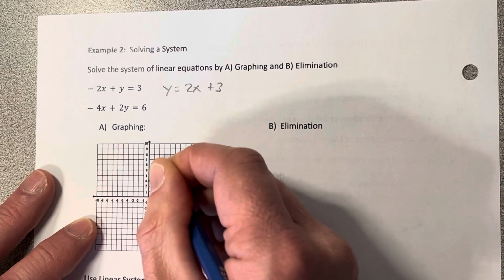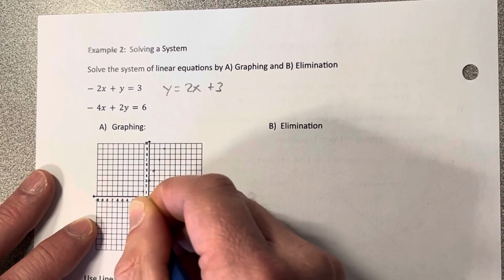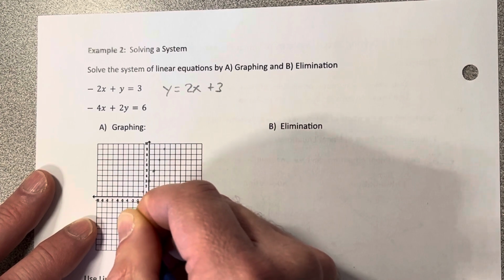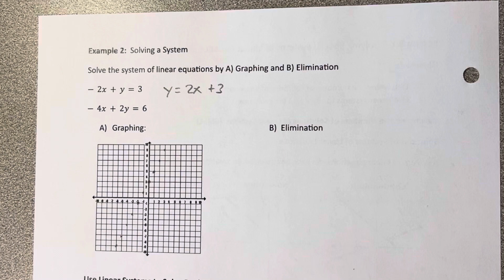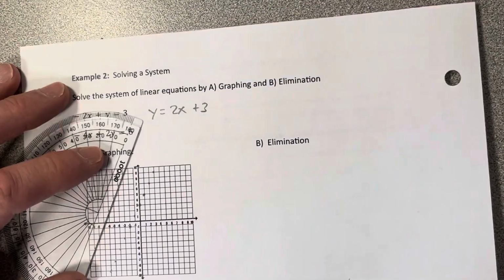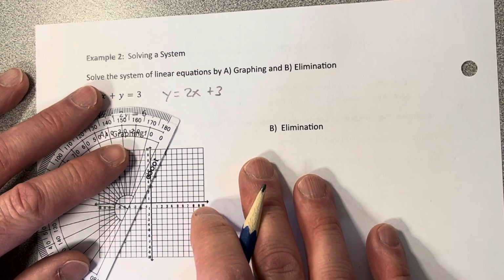Up 2 over 1, and down 2, back 1 in the other direction. Solid line or dashed? Well, it's equal to, so it's going to be solid.